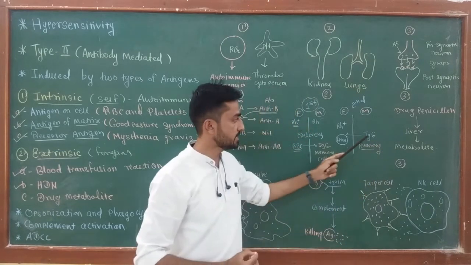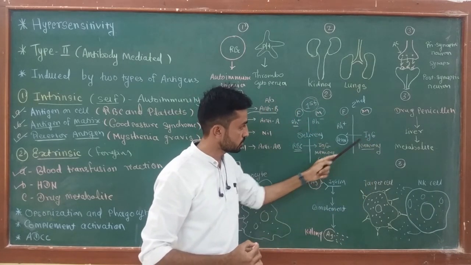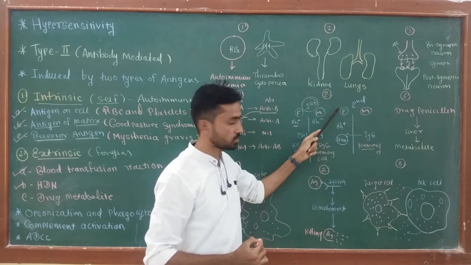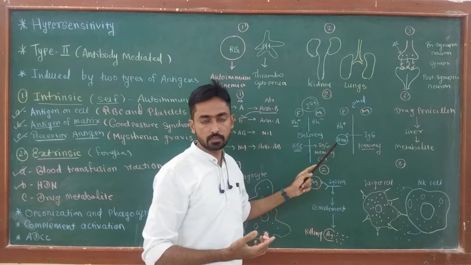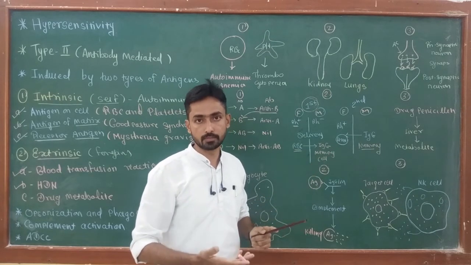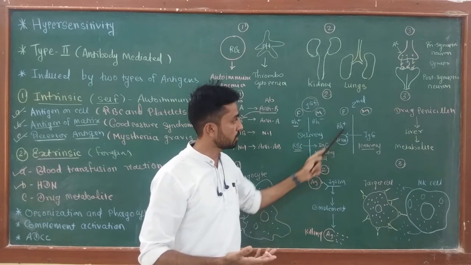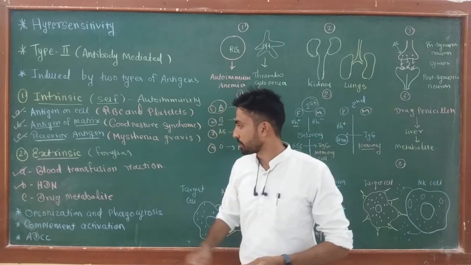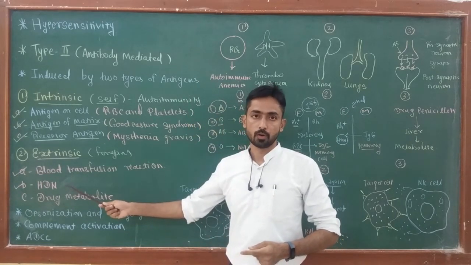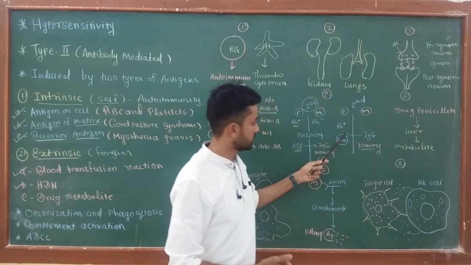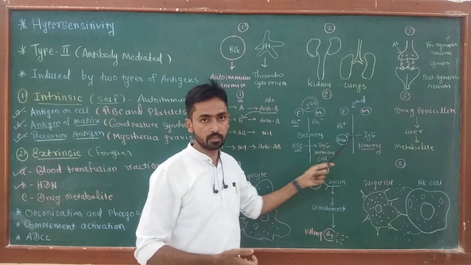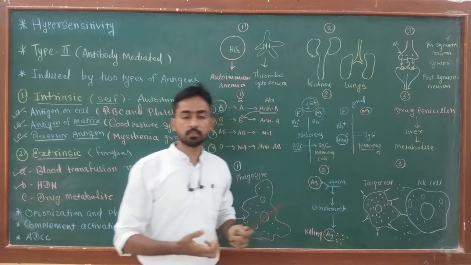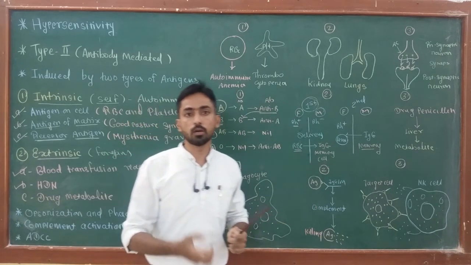Now this IgG antibody can easily pass through the placenta and enter the blood of the fetus, which ultimately leads to hemolysis. This condition, occurring during the second pregnancy, is called hemolytic disease of the newborn. To avoid this condition during the second pregnancy, after the first pregnancy the mother is injected with a drug called Rhogam.